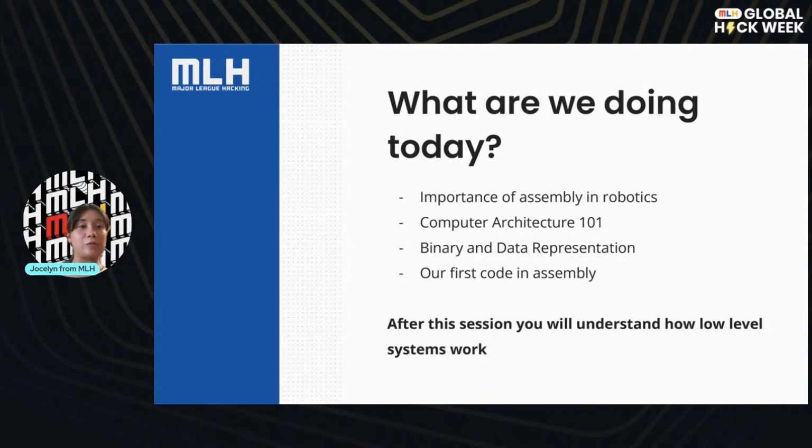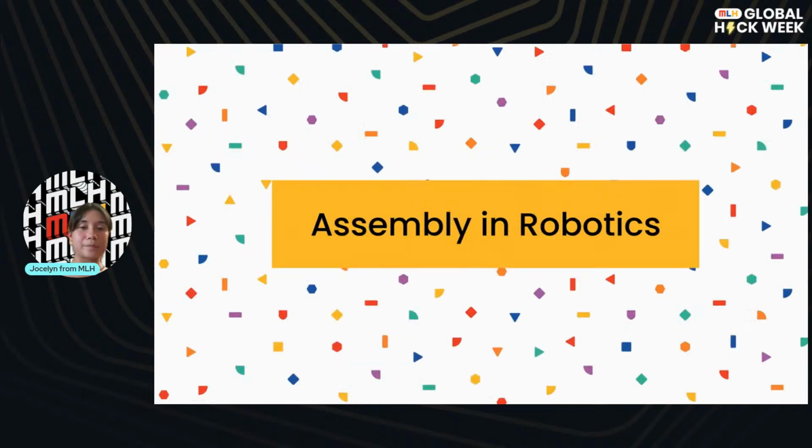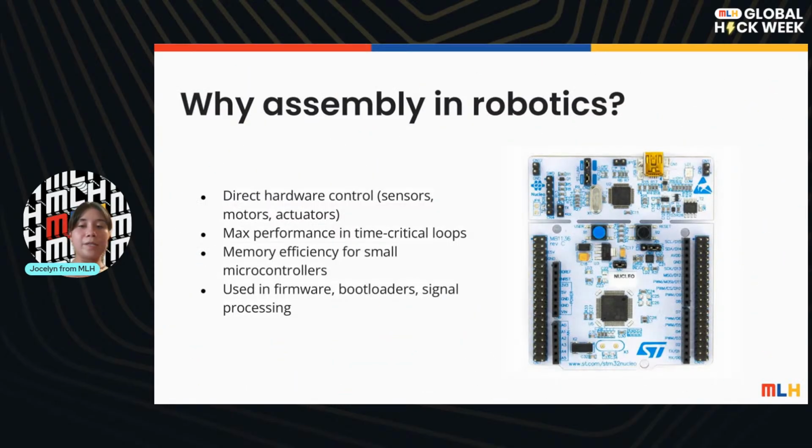Remember that if you have any questions or comments, you can drop them on the chat so I can see them as well. So the first thing, assembly in robotics. There are many microcontrollers and embedded systems out there that are used for robotics. You should probably have heard about Arduino, which is the most basic one. But then there are different families depending on the architecture of the chip that we are using. So we have different architectures for different chips that follow different regulations.